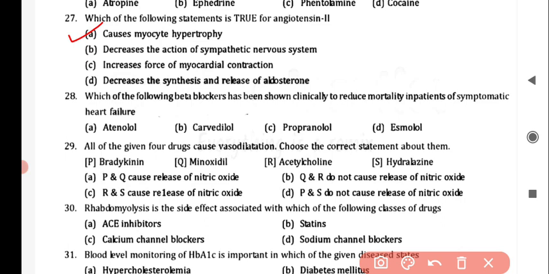Next question is, which of the following beta blockers has been shown clinically to reduce mortality in patients of symptomatic heart failure? And the correct answer is option B, carvedilol.